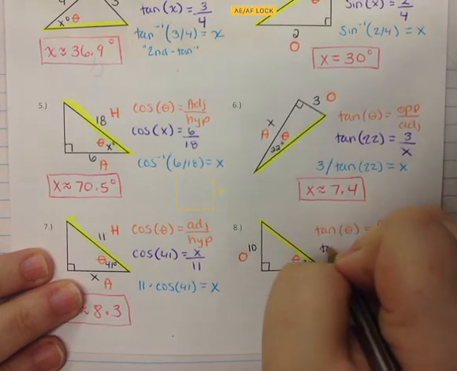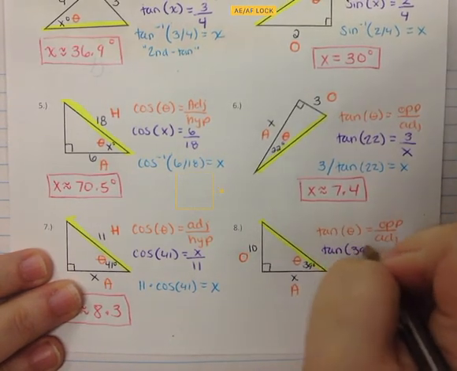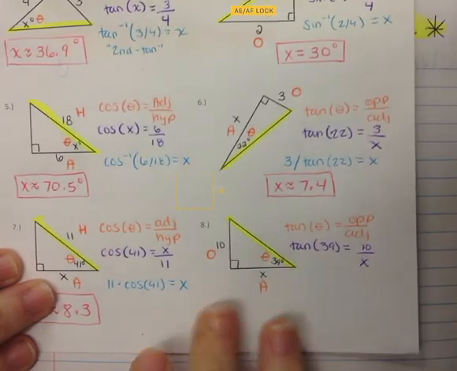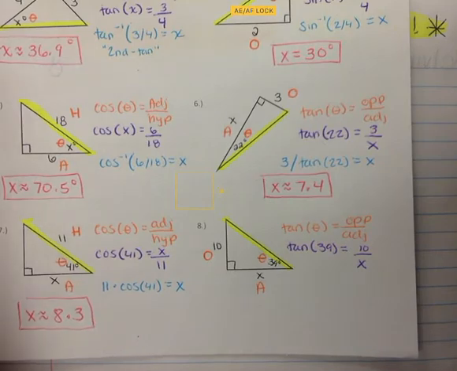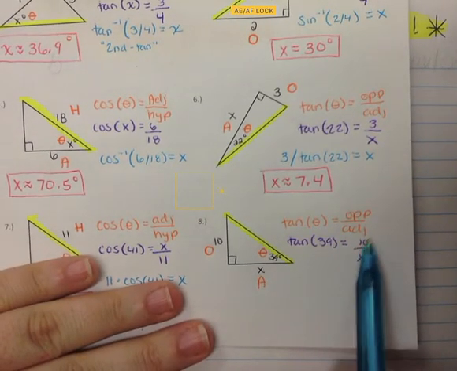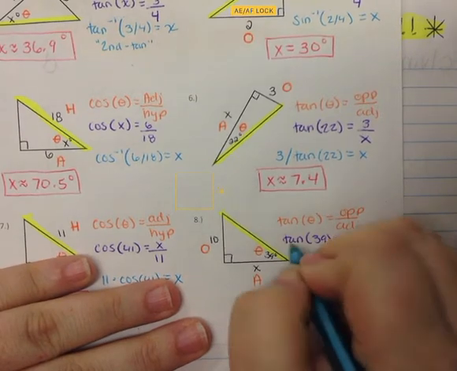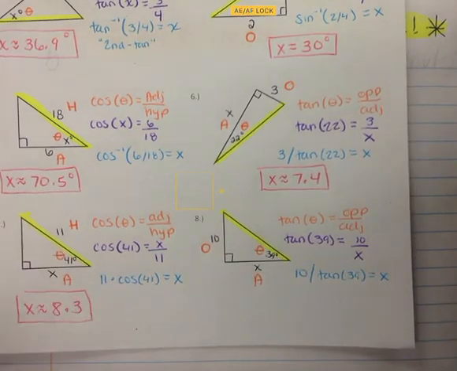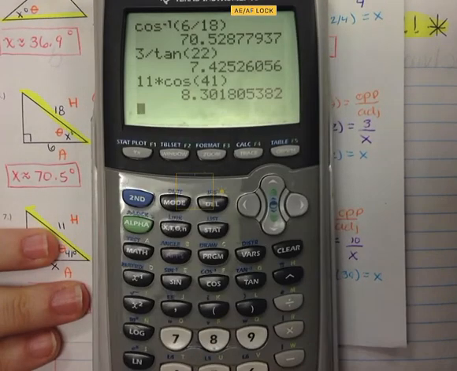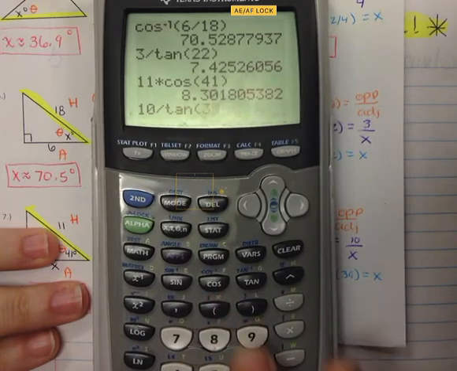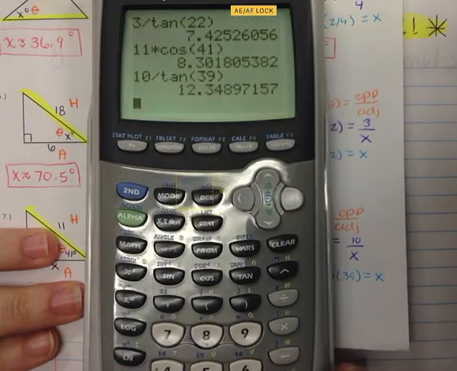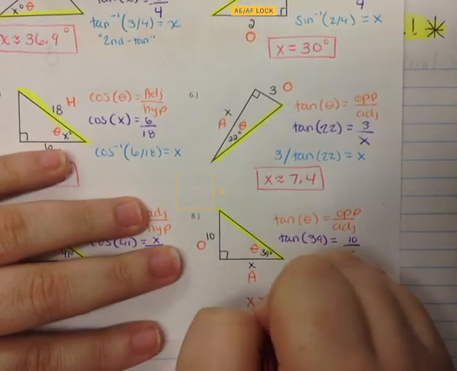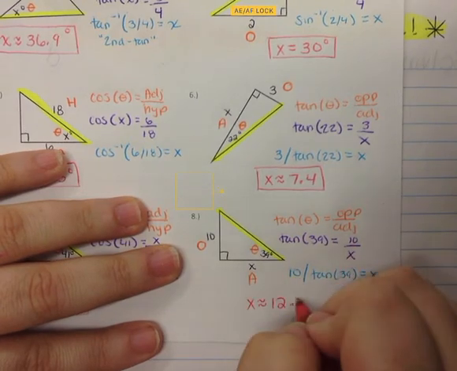So we have tangent of our theta, 39 degrees, equal to our opposite, 10, and our adjacent, the x. So this time we're given the numerator. If you're given the numerator, you have to divide. So you have your numerator 10 divided by your trig, tangent of 39, is equal to x. So in our calculator, we do 10 divided by tangent of 39, close your parentheses, and it's roughly 12 and 3/10. So x is approximately 12 and 3/10.